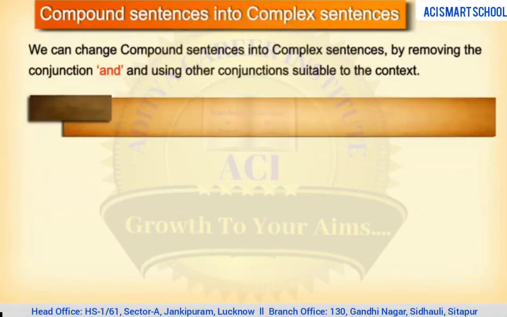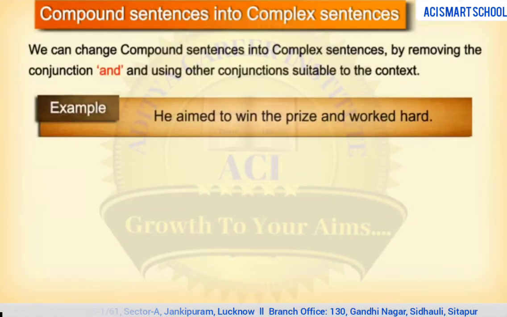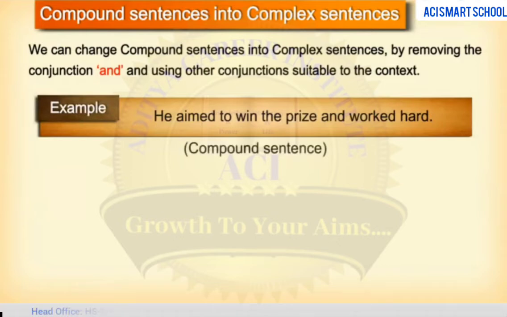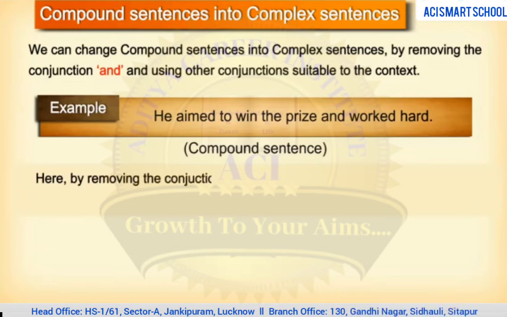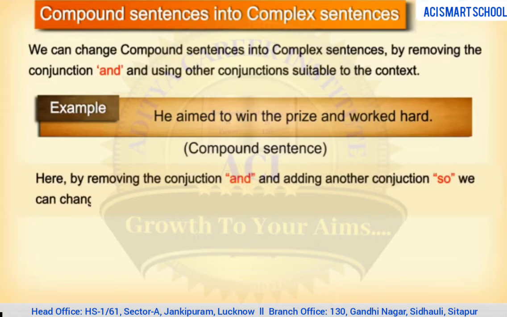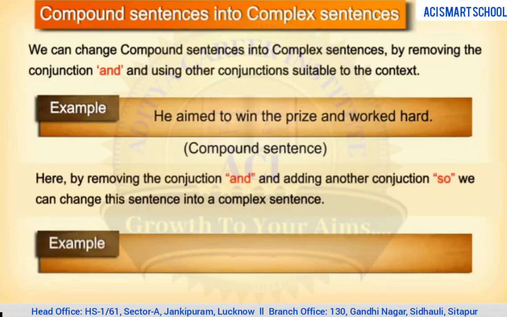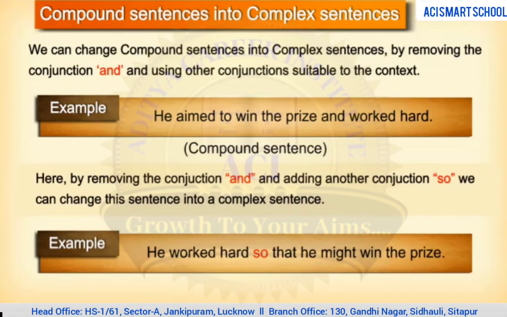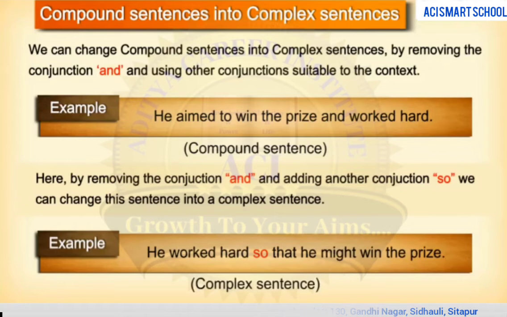Let us take another example. He aimed to win the prize and worked hard. This is a compound sentence. Here, by removing the conjunction and adding another conjunction so, we can change this sentence into a complex sentence, which will be, he worked hard so that he might win the prize. This is a complex sentence.